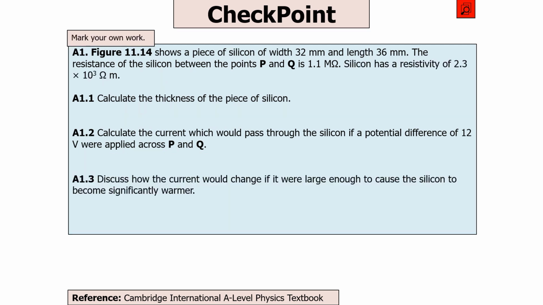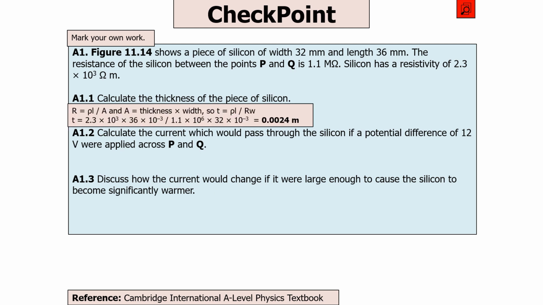Right, in this first one, you've got to use the resistivity equation. So you say R equals rho L over A, but also area is thickness times width. So you can work out the thickness by working the area value out, and then saying that the thickness is going to be the area over the width. So you pop in all the values. Remember, those width and length values need to turn from millimeters into meters. Be careful on that. So we get 0.024 meters.